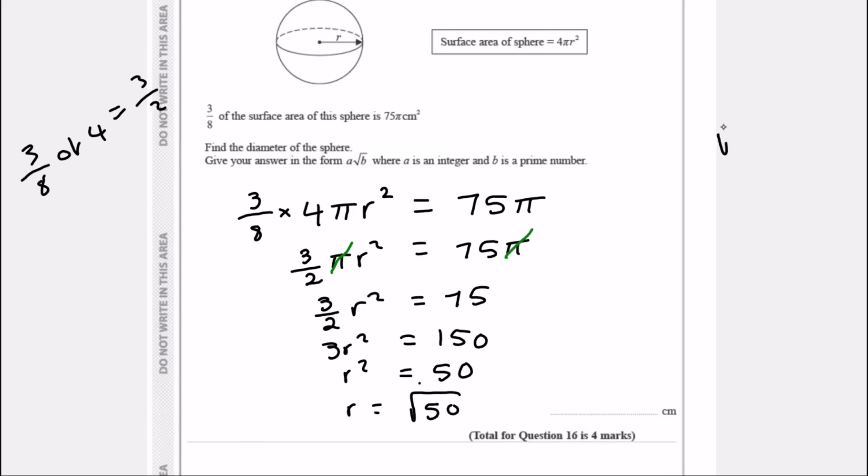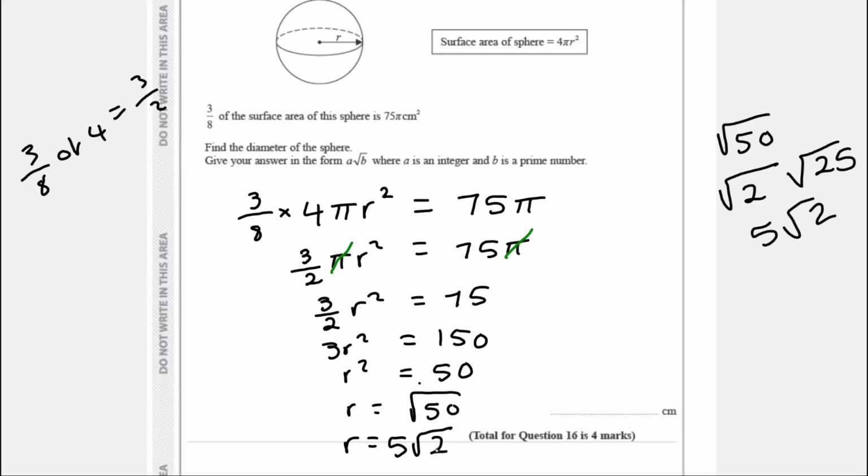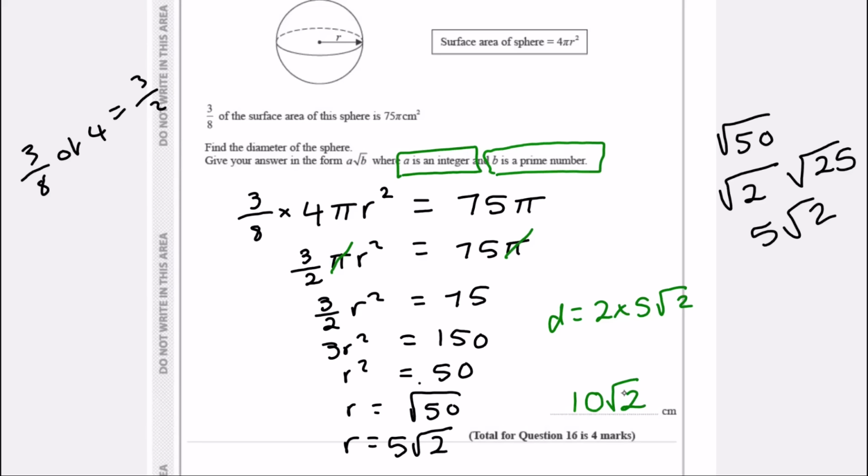And I can simplify square root 50. I can change it into root 2 times root 25. And root 25 is just 5. So that's the same as 5 lots of root 2. So the radius is 5 root 2s. The diameter is 2 lots of the radius, so it must be 10 square root 2. And we had to give our answer in the form a root b, where a is an integer, a whole number, and b is a prime number, and 2 is a prime number. So 10 root 2.